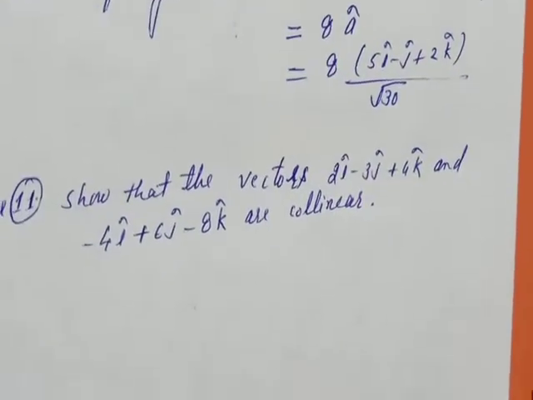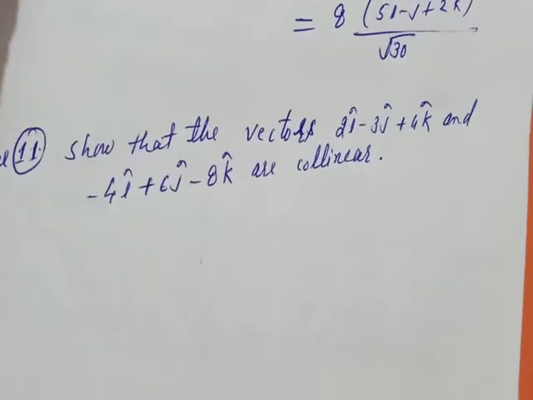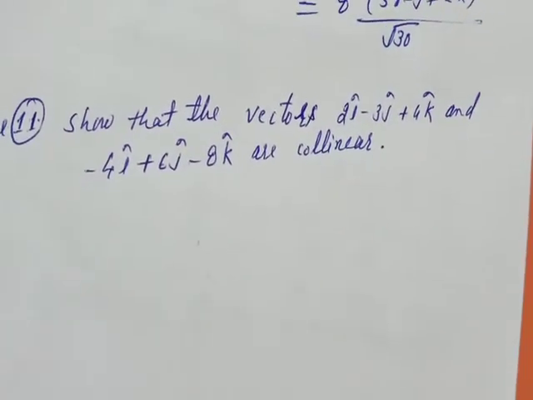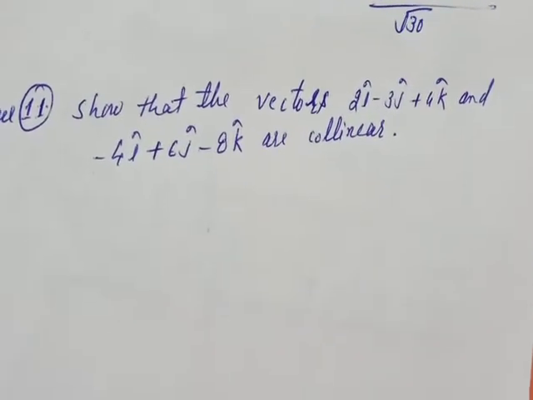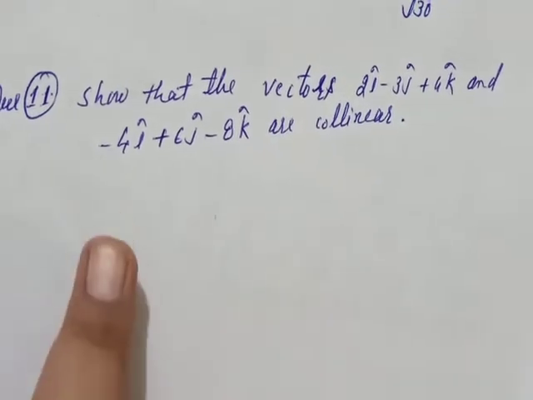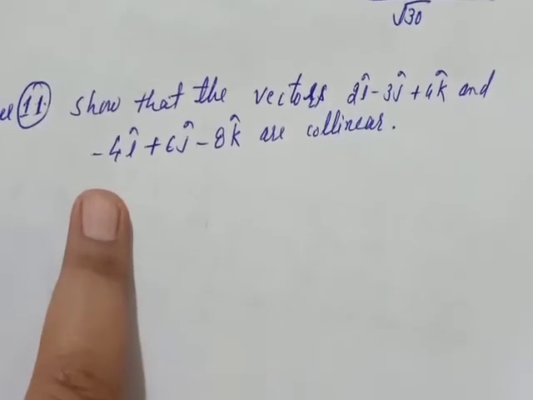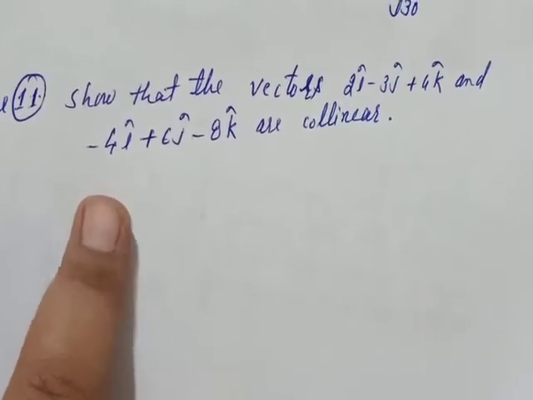Now we do question number 11. Show that vector 2i minus 3j plus 4k and minus 4i plus 6j minus 8k are collinear.